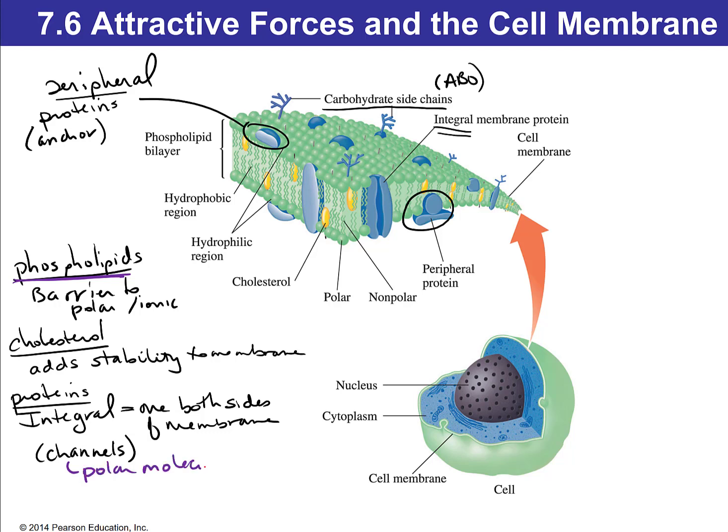So polar molecules like glucose, polar molecules like those water-soluble vitamins, they're going to need to have a channel. They can't freely move through that non-polar barrier the phospholipid creates. And then ions, sodium ions, potassium ions, chloride ions, they can't move through because it's like an oily barrier. But those channels are what allow movement. So molecules can go in or out of the cell as long as there is a channel that will allow them.